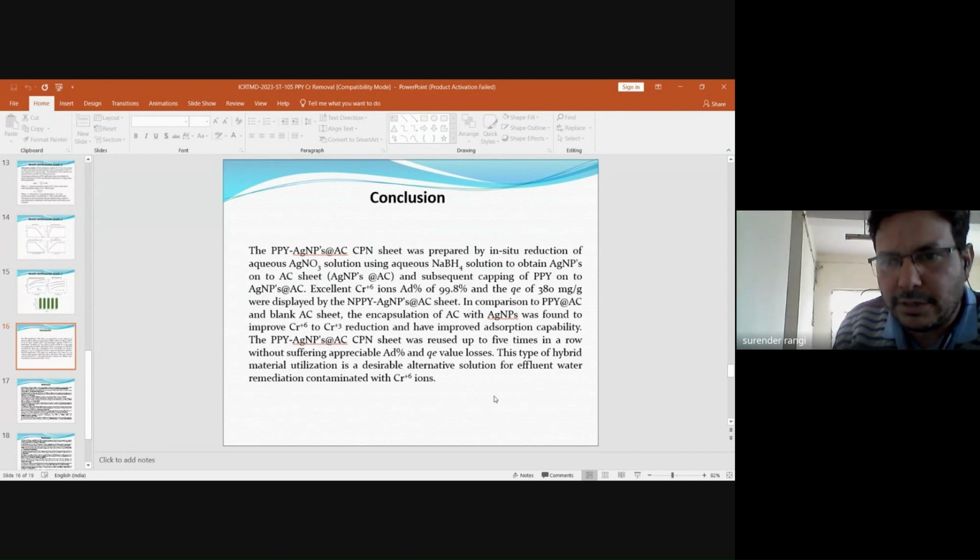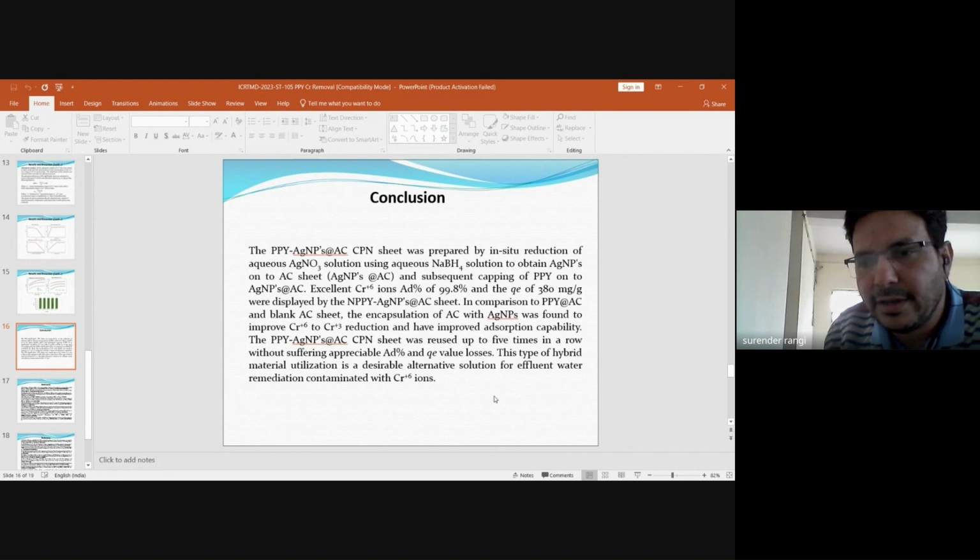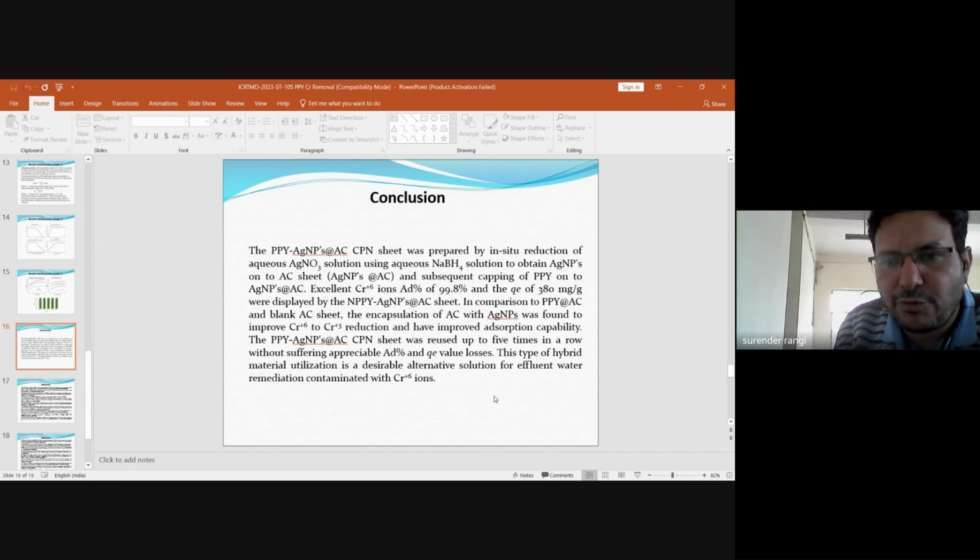Excellent chromium adsorption efficiency of 99.8 and a QE of 380 milligram per gram were displayed by PPY AgNP AC in comparison to PPY AC and blank AC. The encapsulation of AC with AgNP was found to improve the chromium 6 and chromium 3 reduction process and the adsorption capability. The PPY AgNP AC composite sheet was reused up to 5 cycles in a row without suffering appreciable loss.